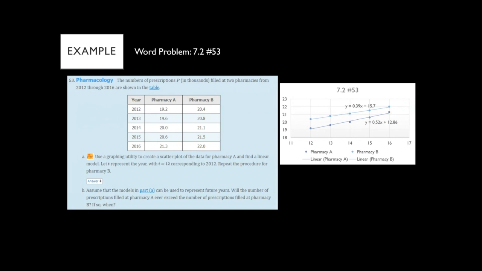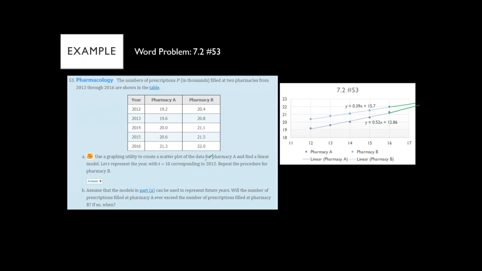If I try to use my ruler as best as I can. Okay, that looks a little better. Okay, those look much better. So assume that you can extend the lines out, basically. Will the number of prescriptions filled at pharmacy A ever exceed the number of prescriptions filled at pharmacy B? And then if so, when?